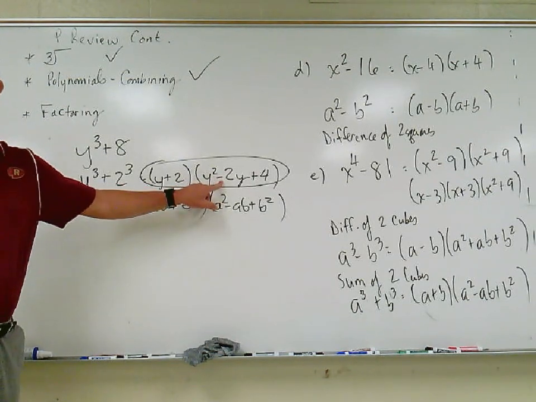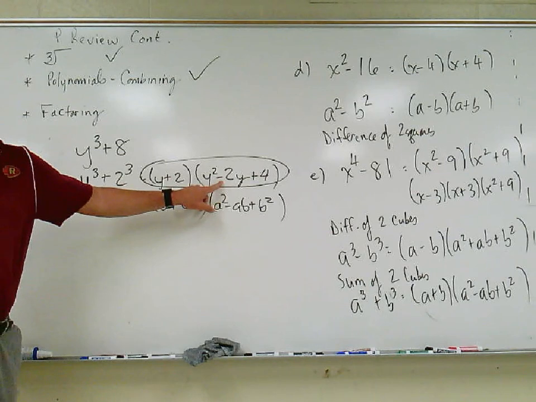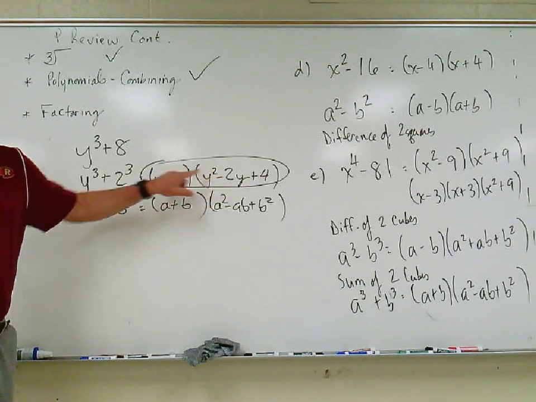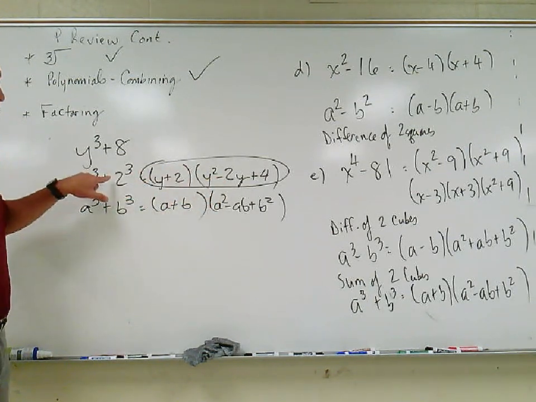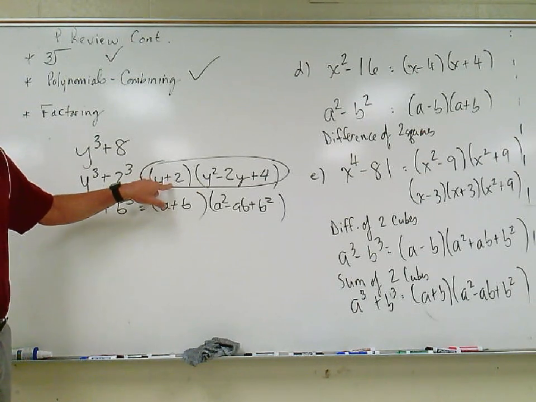That's how you factor sum of two cubes. That will not factor. It stays. This is it, okay? So now you can see negative 2 is the solution if you were to set it equal to 0.